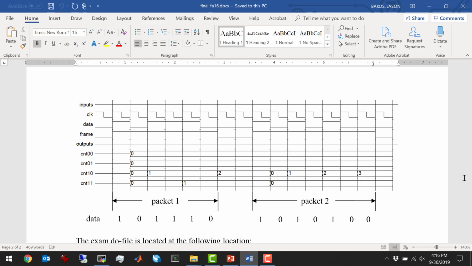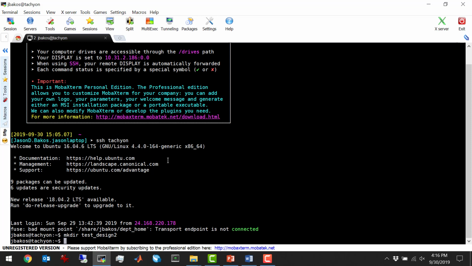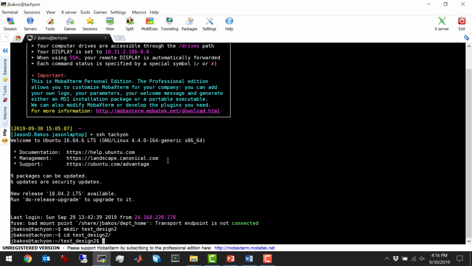Okay. All right. So how would we design this in System Verilog? I'll create an empty directory, go into there. I'm going to call this bit counter.v.